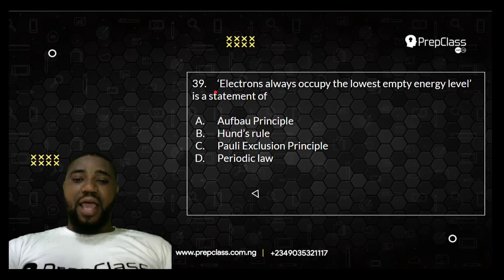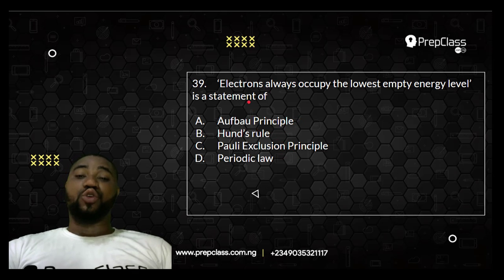Okay, question number 39. Electrons always occupy the lowest empty energy level is a statement of. Now what we'll do here is to write out what each of these principles states. Then we can relate it with the question. Then from there we can choose our best answer.